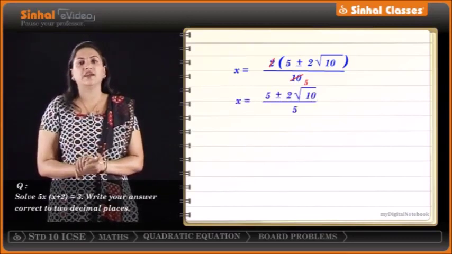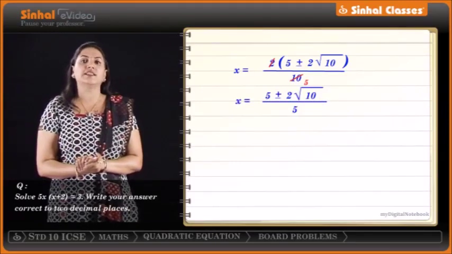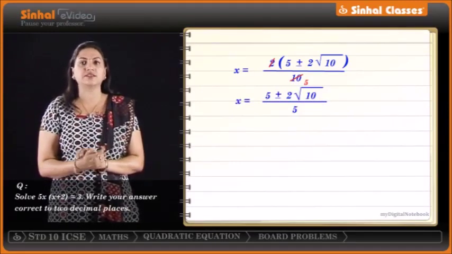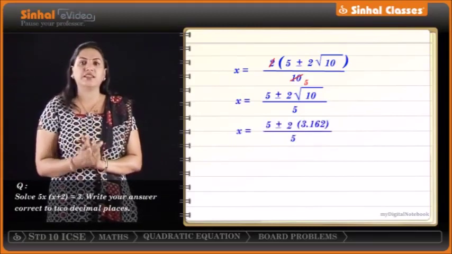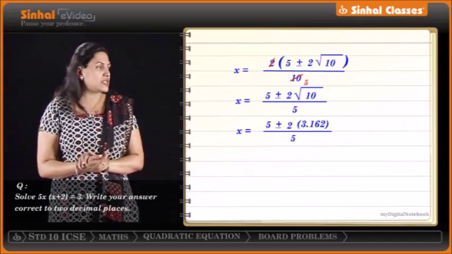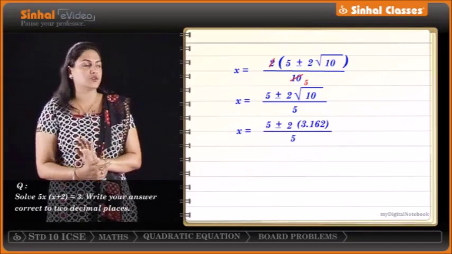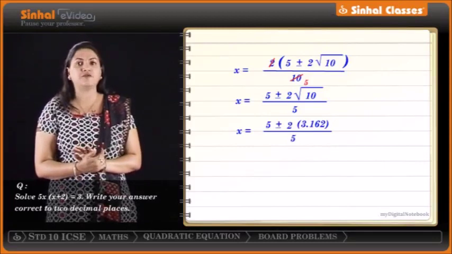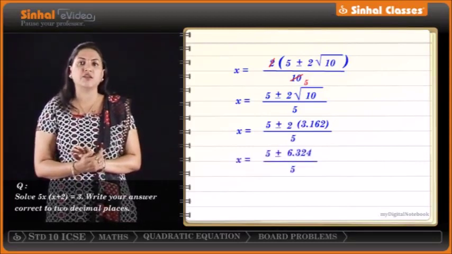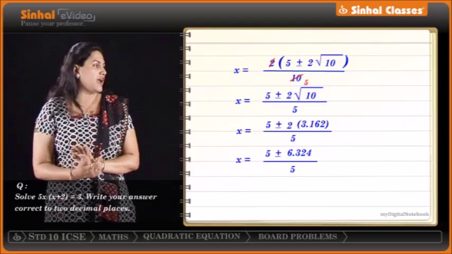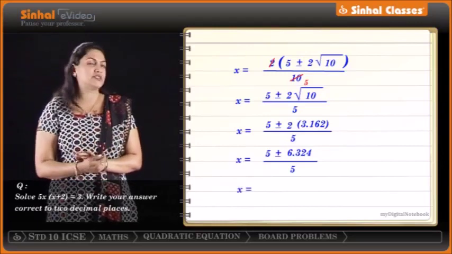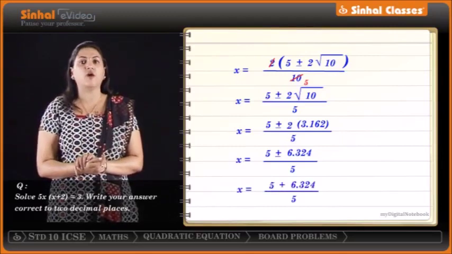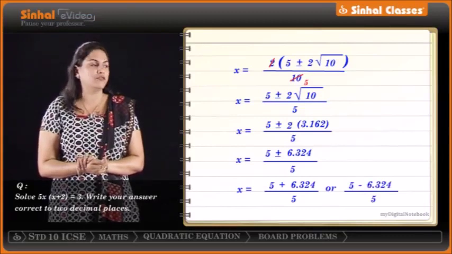Now root 10, we need to substitute the value that we'll be seeing from the log tables. It is 3.162. Multiply that by 2, we get 6.324. So the next step is 5 plus or minus 6.324 upon 5, which is equal to 5 plus 6.324 upon 5 or 5 minus 6.324 upon 5.